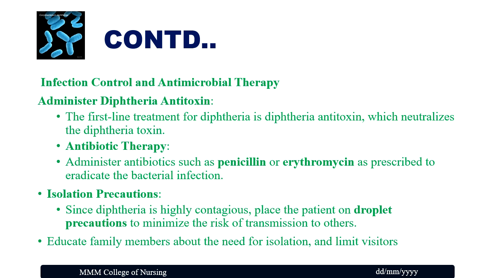Moving on to infection control and antimicrobial therapy. Administration of diphtheria antitoxin is important. The first line treatment of diphtheria is diphtheria antitoxin, which neutralizes the diphtheria toxin. Antibiotic therapy can be given, and administration of antibiotics such as penicillin or erythromycin is prescribed to eradicate the bacterial infection. Isolation precautions: as it is highly contagious, place the patient on droplet precautions to minimize the risk of transmission to others, educate the family members about the need for isolation and limit the visitors.